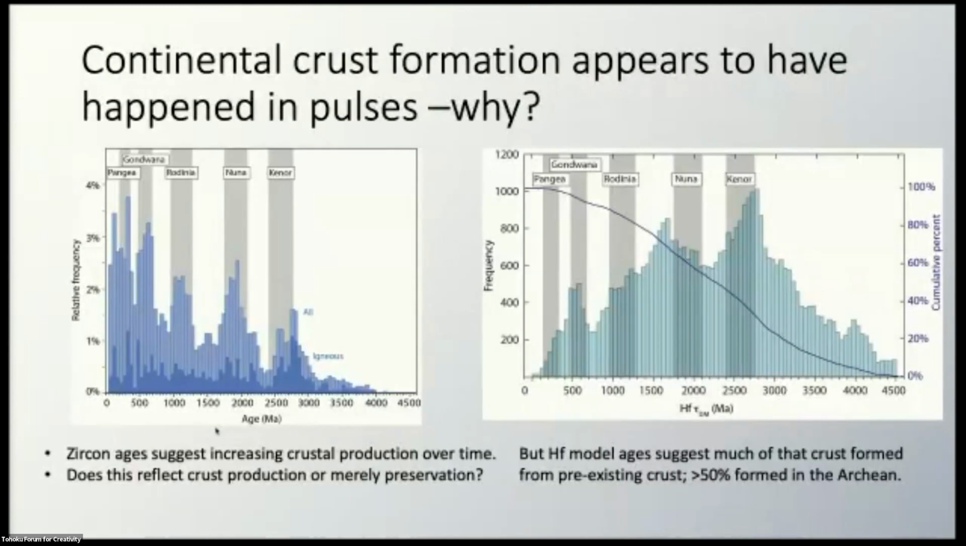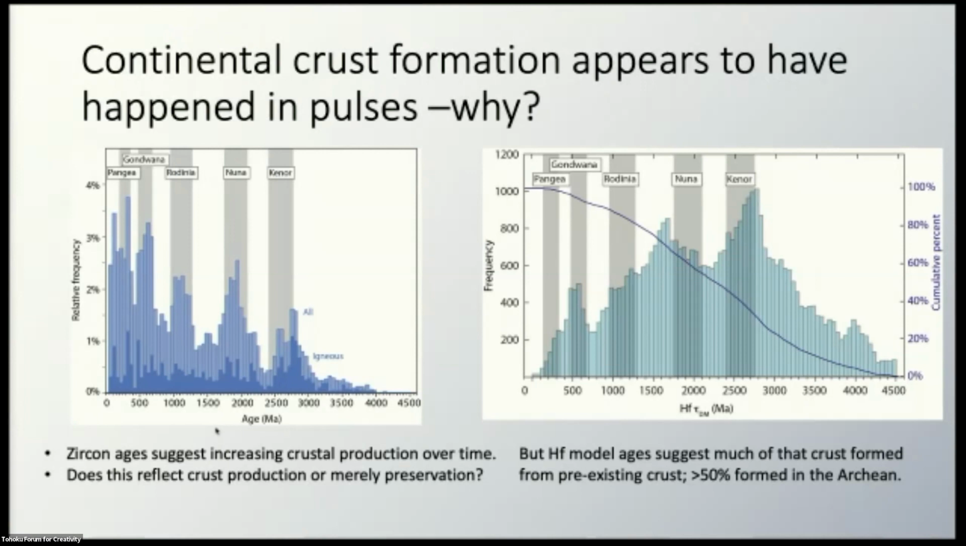Now, the other thing about crustal genesis, these are the ages of zircons. These are igneous ones, these are detrital ones. These ages are very much punctuated in time and appear to correspond to supercontinent cycles. So why is that? One of the debates is, does this reflect new production of continental crust or simply whether it's preserved in orogens? I'm not going to tell you the answer. That's the question.